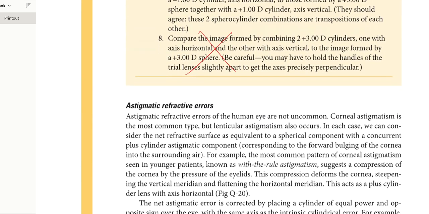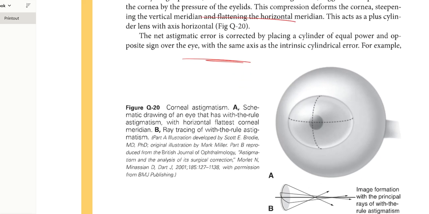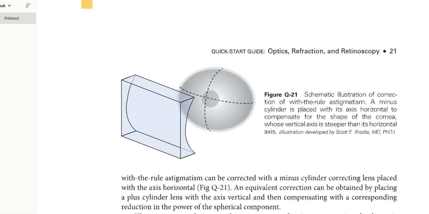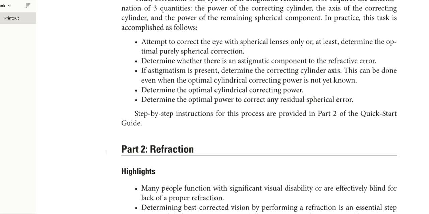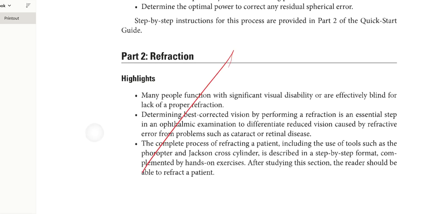Astigmatic refractive errors. You have to read with the rule, against the rule, and everything here. Okay. Not important.